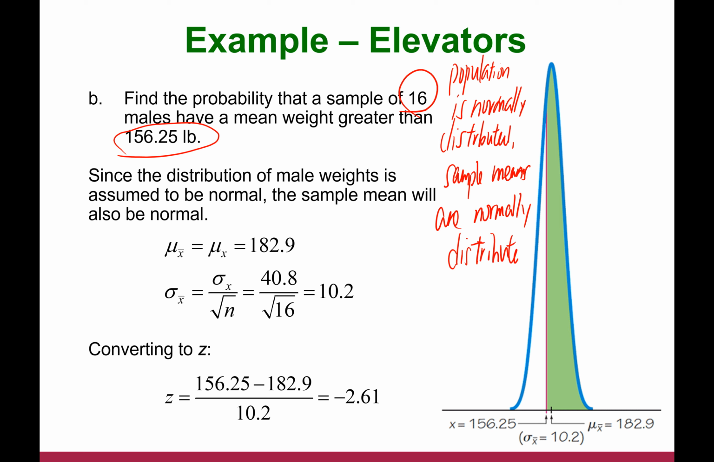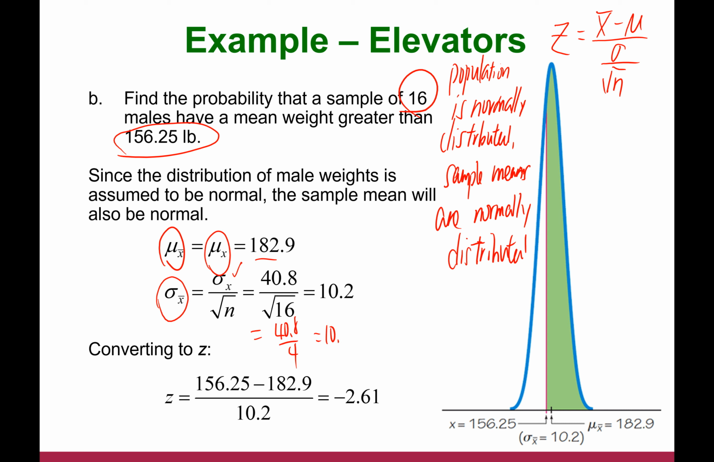Then we're going to apply the central limit theorem here. So the essence of the central limit theorem is this: z equals sample mean minus population mean mu over population standard deviation over the square root of sample size. So the mean of all the sample means equals the population mean, 182.9, and the standard deviation of all the sample means equals population standard deviation over the square root of sample size. So it's 40.8 over square root of 16. Square root of 16 equals 4. So 40.8 divided by 4 is 10.2. Okay, now you apply the central limit theorem here. Then plug in the sample mean.